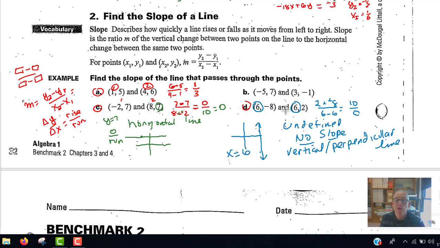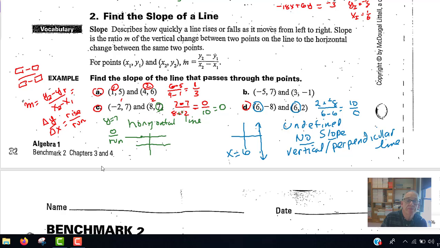It would go through (6, -8) and (6, 2). So if you recognize this as a shortcut, that the x's are the same, then you've got x equals whatever that x number is. If you recognize that the y's are the same, you have a horizontal line where y is equal to whatever the y number is in the coordinate pair.